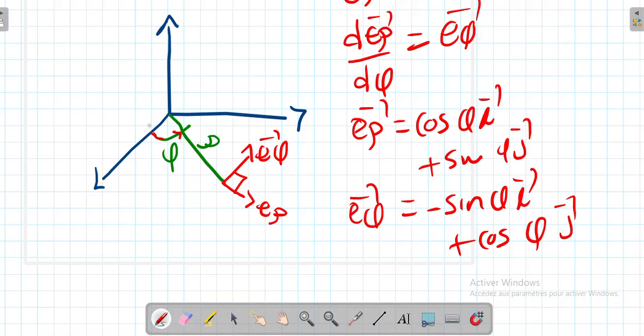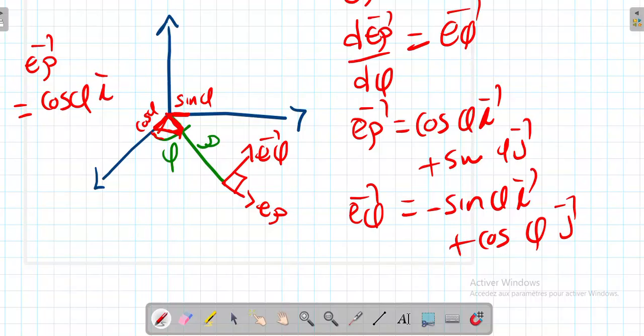Or in other simple ways, it's very simple to find e rho, because e rho is a unit vector in this direction. Because it's a unit vector, this adjacent side will be equal to cos phi, then the opposite side will be sine phi. So if you want to know this distance, you go this way and you go upwards. Therefore, e rho is equal to cos phi in the direction of e plus sine phi in the direction of g.